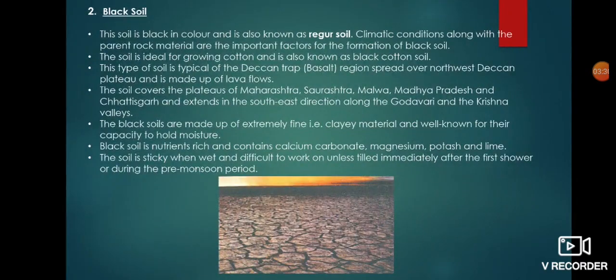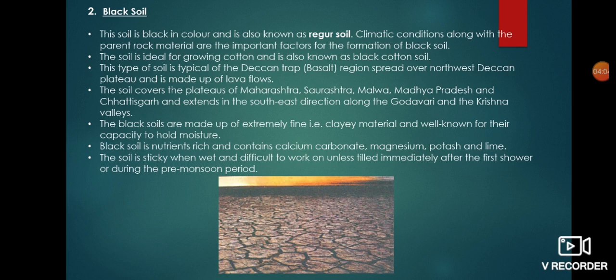Now we will move to the next soil, that is the black soil. This soil is black in color and is also known as the regur soil. Its formation depends upon the climatic conditions and the parent rock material. The soil is ideal for growing cotton and is also known as black cotton soil. This type of soil is typical of the Deccan Trap basalt region spread over the northwest Deccan Plateau and is made up of lava flow.